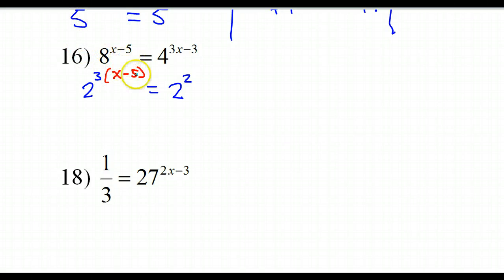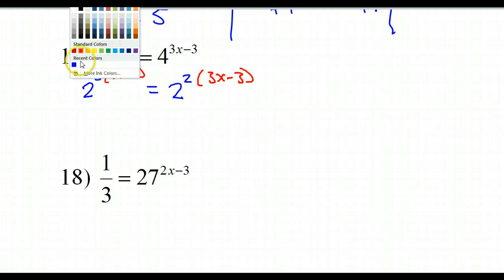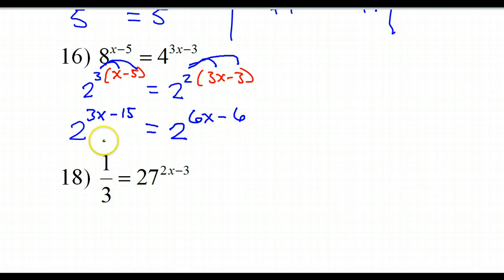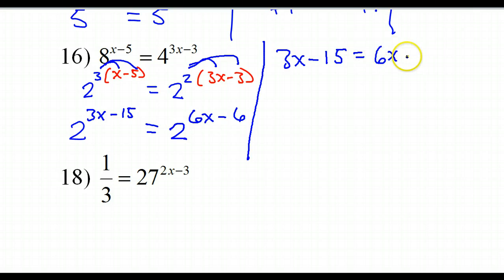Meanwhile, I will keep the x minus 5, and I will keep the 3x minus 3. Which means that what I have here is 2 to the 3x minus 15 power, distributive property. And this is equal to 2 to the 6x minus 6 power. Again, distributive property. If the bases are the same, then the exponents will be the same. Which means 3x minus 15 is equal to 6x minus 6.